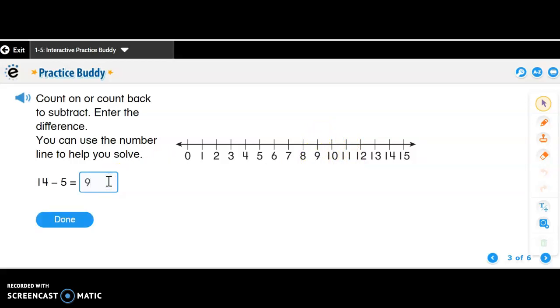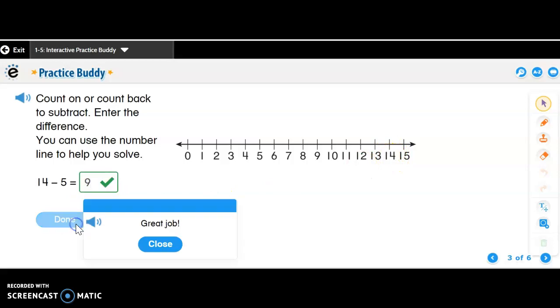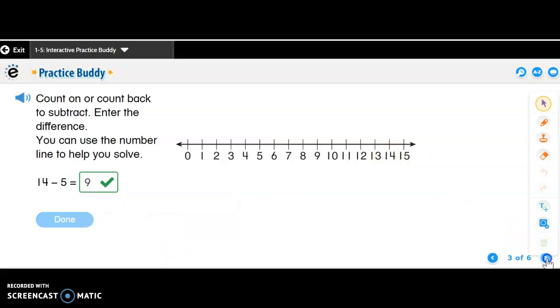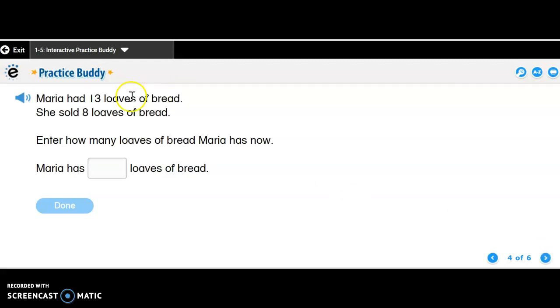And if you prefer to count on, what number would you start on? You always start on the smallest number here in the equation. So 5 we would start, and we have to count on until we get to 14. Let's try that real quick and see if we get the same number. You ready to count? 1, 2, 3, 4, 5, 6, 7, 8, 9. 9 big jumps got us to what number? 14. 9 and 9, no matter what, we got the same. Good job.